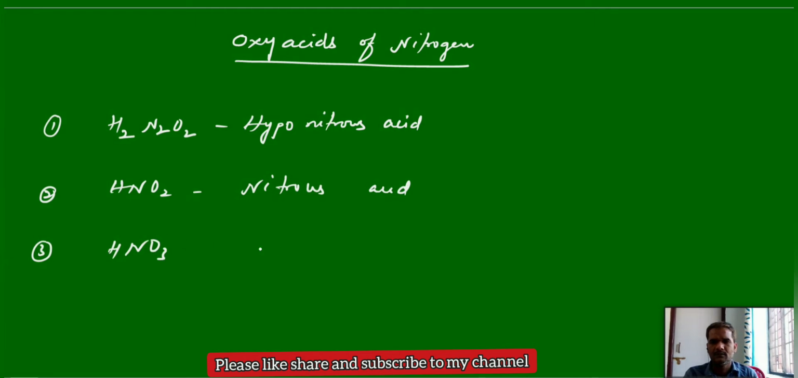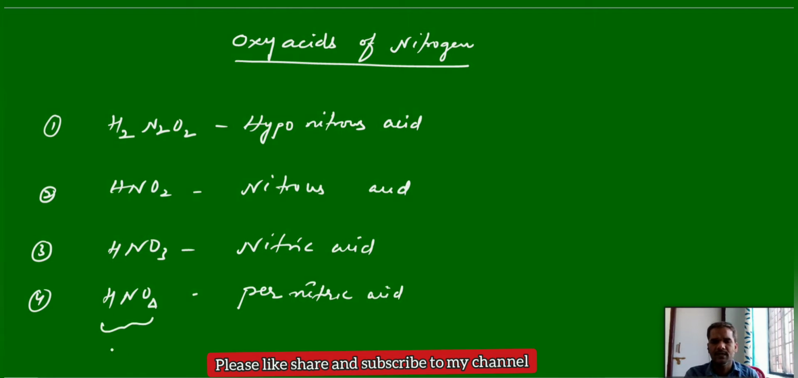HNO3, nitric acid. Next, HNO4. This is pernitric acid. So in case of HNO4, you can see one peroxide linkage, oxygen-oxygen linkage. Peroxide bond will be there. This is why it is called pernitric acid or peroxynitric acid.